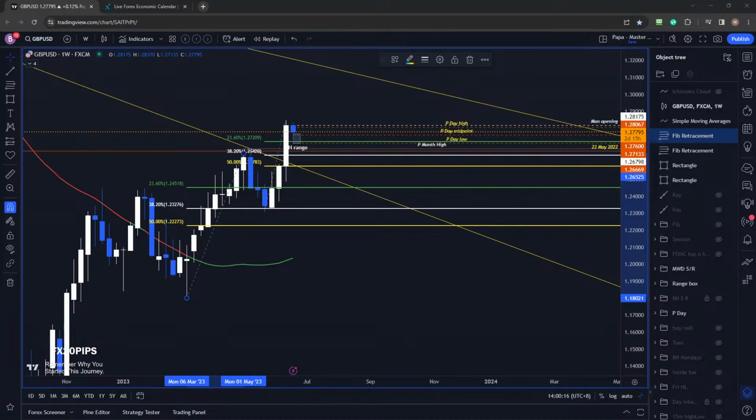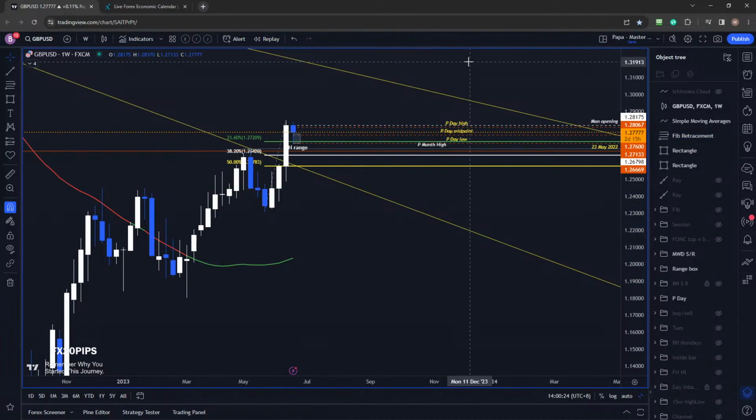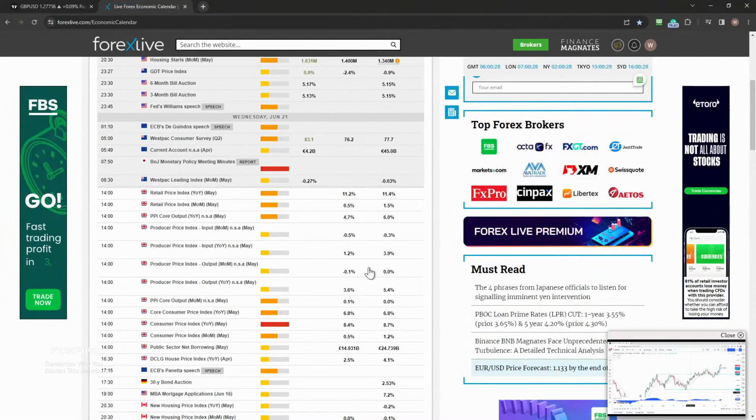Okay, now why am I wanting it to come down? Because I want it to be a healthy bullish trend, and I can see that there's a few news this week that might help me to do that. So I can only hope that this will be a lower figure to bring GBP down.